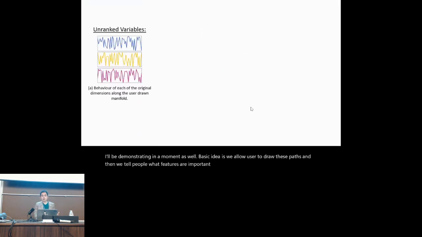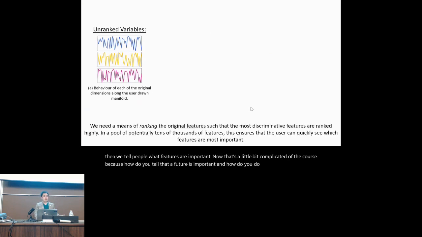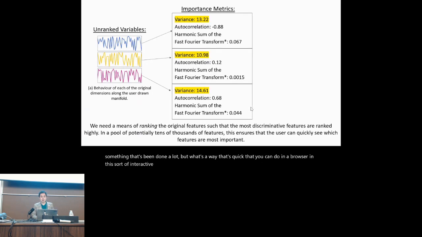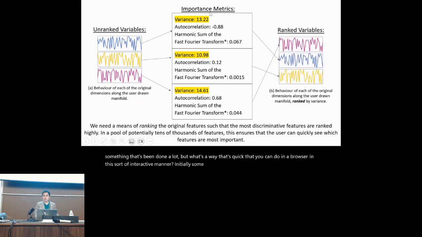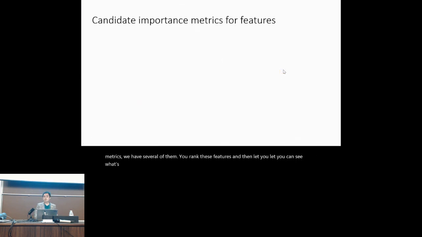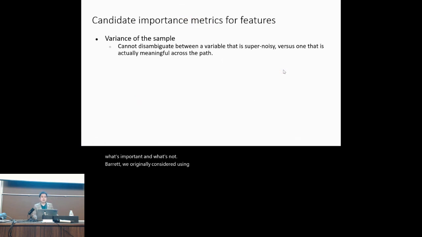Now, that's a little bit complicated, of course, because how do you tell that a feature is important? And how do you do that quickly? Well, we need a way of ranking the features. There are lots of different ways of ranking features. This is something that's been done a lot. But what's a way that's quick that you can do in a browser in this sort of interactive manner? We have several importance metrics, and you rank these features so that you can see what's important and what's not. We originally considered using the variance of the sample because this is, of course, what PCA is sort of optimizing for.